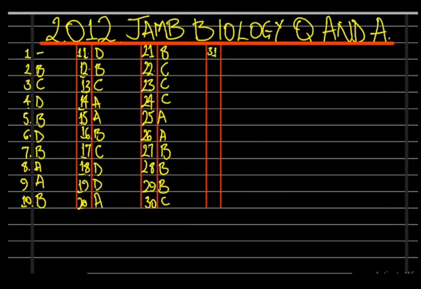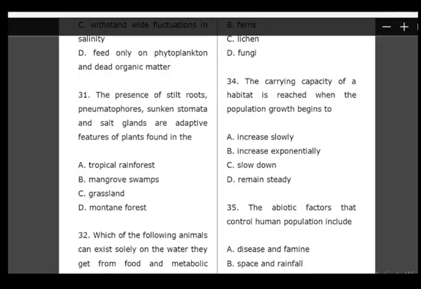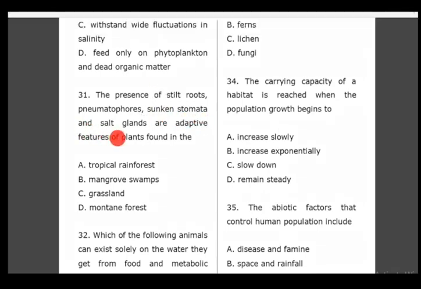Alright, question 31 now. The presence of slit roots, pneumatophores, sunken stomata, and salt glands are adaptive features of plants found in the A. Tropical rainforest, B. Mangrove swamp, C. Grassland, and D. Montane forest.